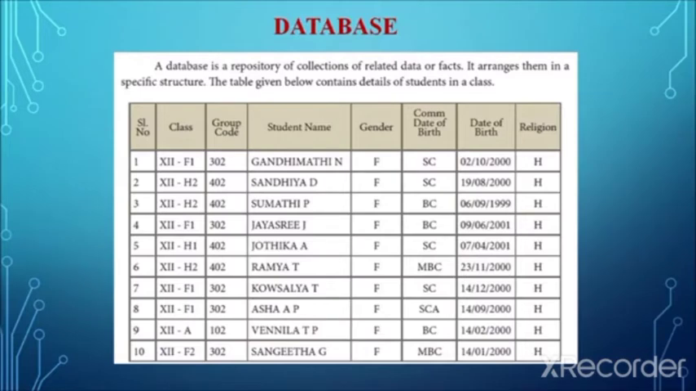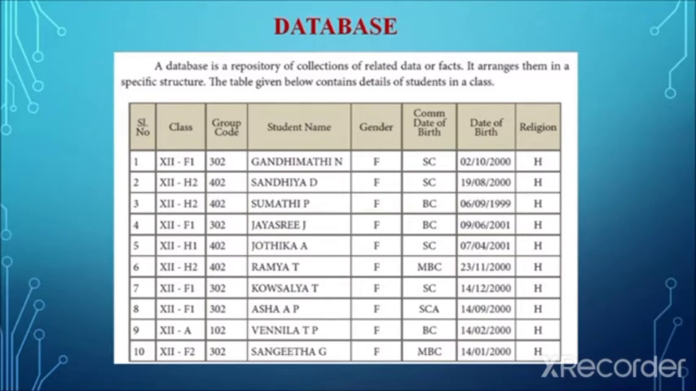Here you can see the student database. It is similar data, arranged in a specific structure like serial number, class, group code, student name. So a database is a collection of related data or facts, and it also arranges it in a specific structure. These are the two important things.